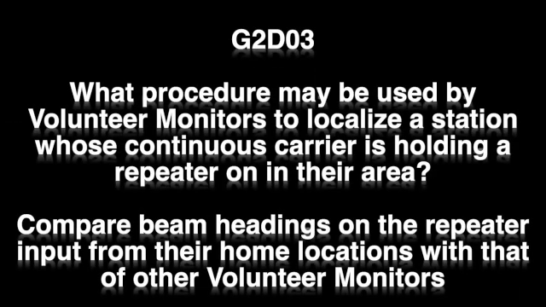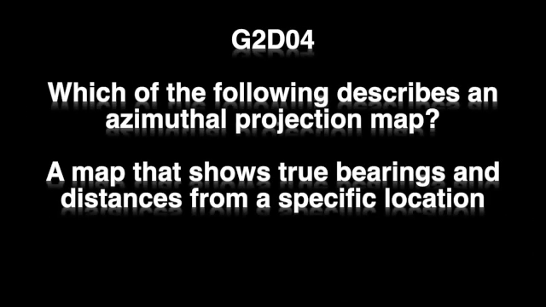G2D03. What procedure may be used by volunteer monitors to localize a station whose continuous carrier is holding a repeater on in their area? Compare beam headings on the repeater input from their home locations with that of other volunteer monitors. G2D04. Which of the following describes an azimuthal projection map? A map that shows true bearings and distances from a specific location.